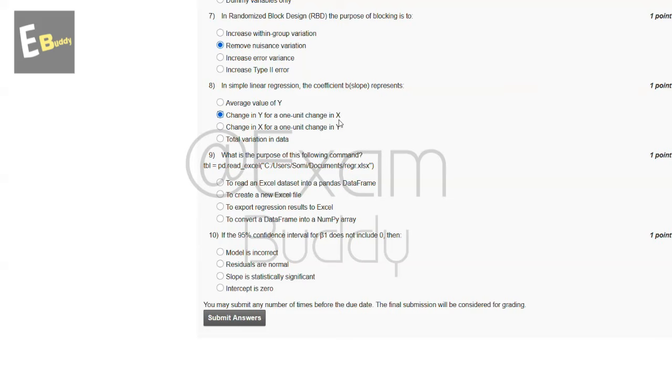And now let's go to our question number 9. What is the purpose of the following command? So this is the command, and these are the options, and the answer of our ninth question is A, to read an Excel dataset into a pandas data frame.